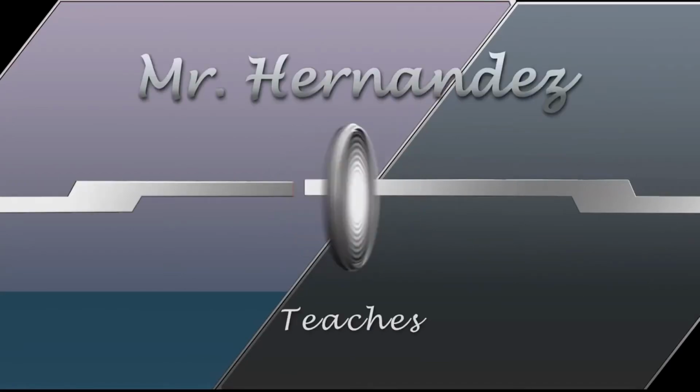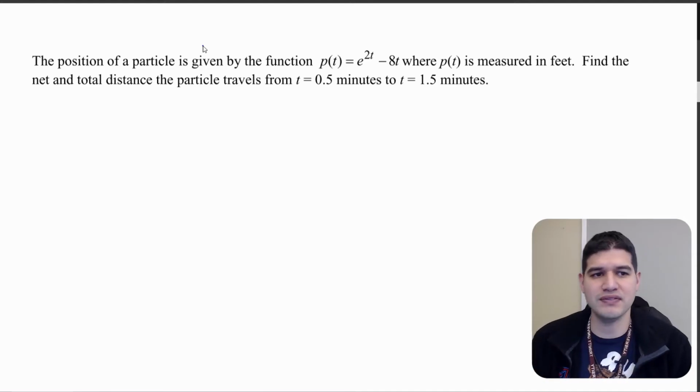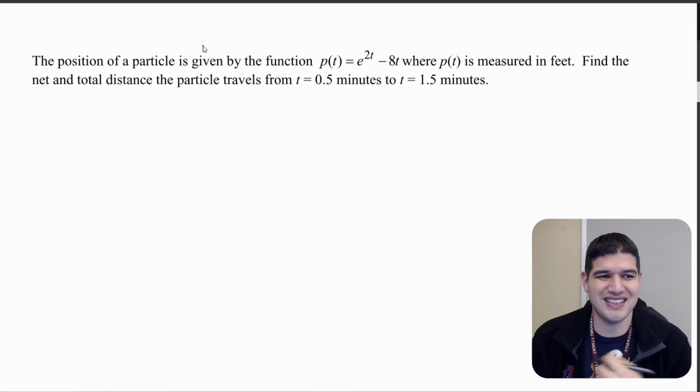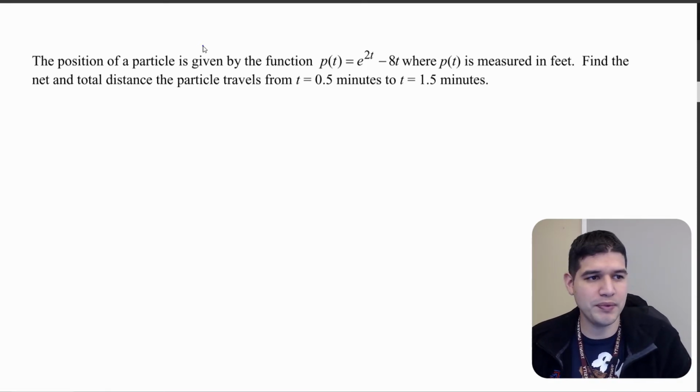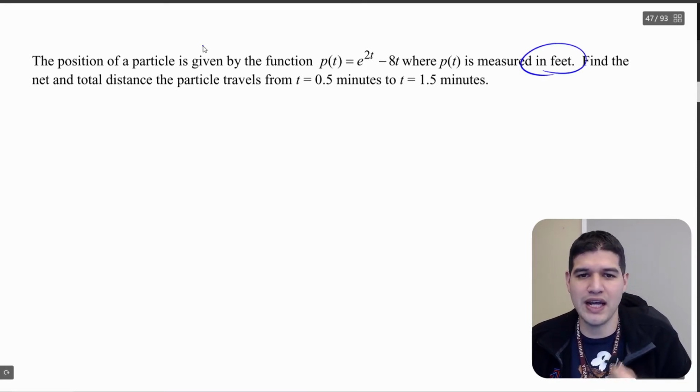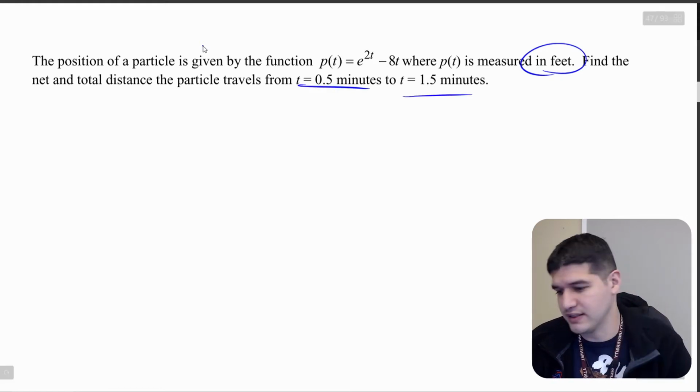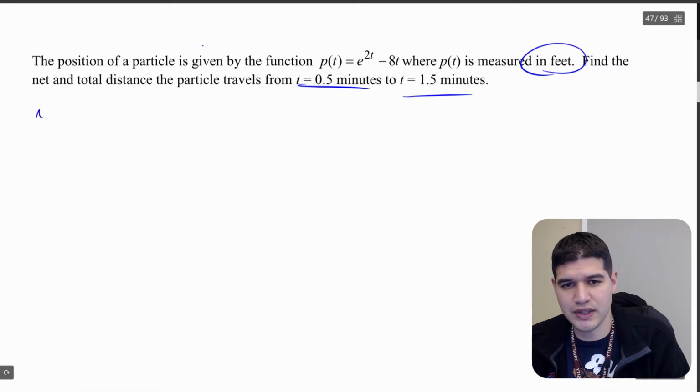All right, so the position of a particle is given by the function p of t equals e to the 2t minus 8t, measured in feet, and we want to find the net and total distance from 0.5 to 1.5 minutes. So right here, again, we want to start with the net distance. How are we going to find that?